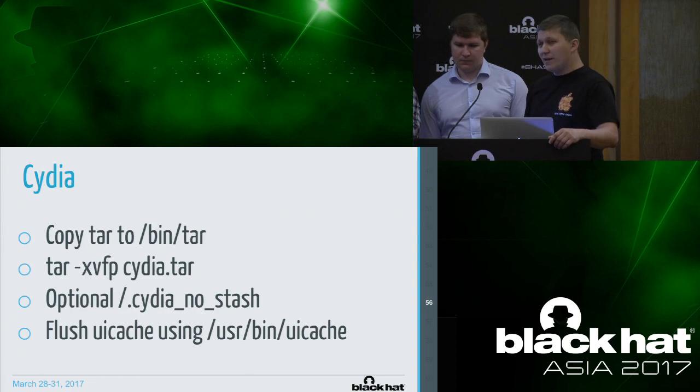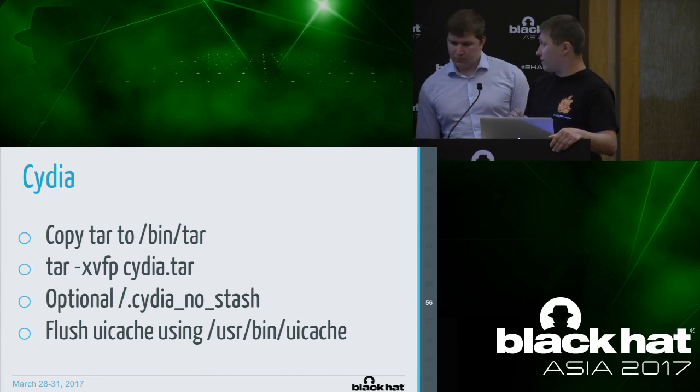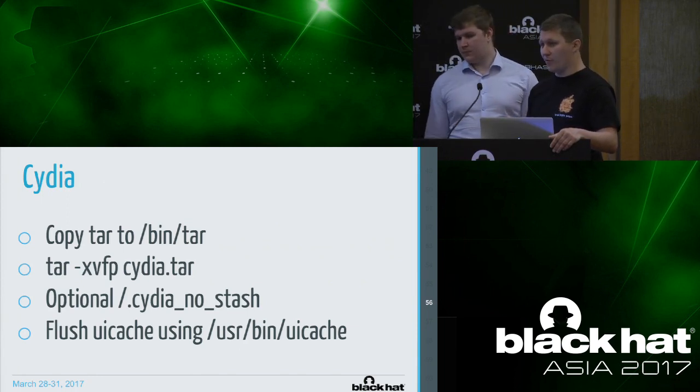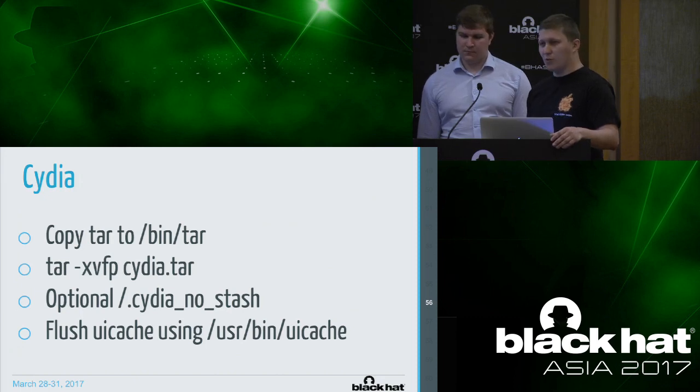It's not really needed for security researchers, but for most people, jailbreak means Cydia. To install Cydia, you need to copy tar somewhere. Then you use tar to extract the Cydia bootstrap and put all the files in the right places. If you don't want Cydia to symlink all the system files to a bigger partition, because the system partition is pretty small, you need to create a Cydia no-stash file, which prevents Cydia from doing this. Then you use uicache to flush the UI and finally get a Cydia icon on the screen.